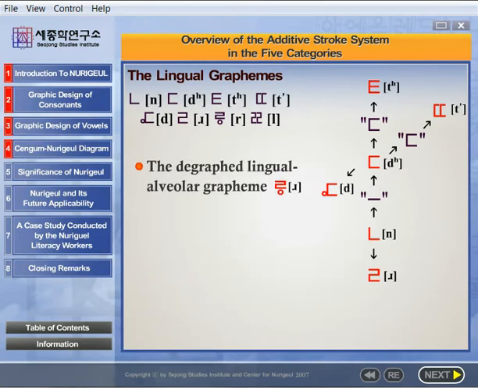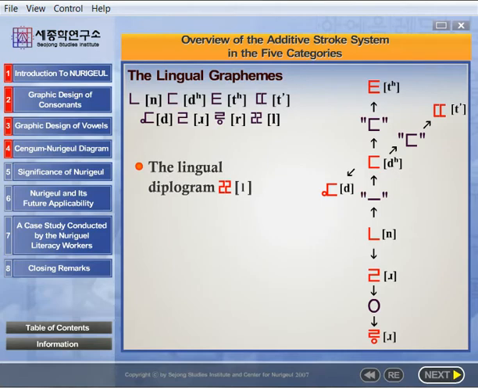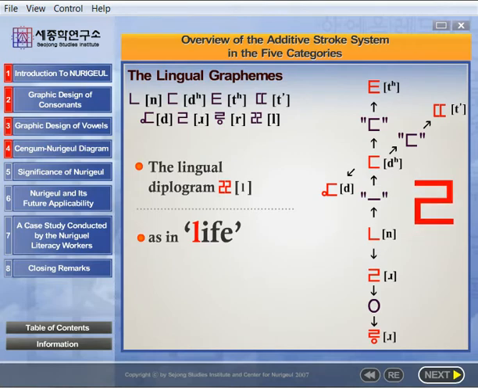The ingraft lingual alveolar grapheme, R, as in run and girl, is generated by adding the symbol of voiced sound below the grapheme, R. The lingual diplogram, L, as in life, is formed by the same grapheme R written side by side.